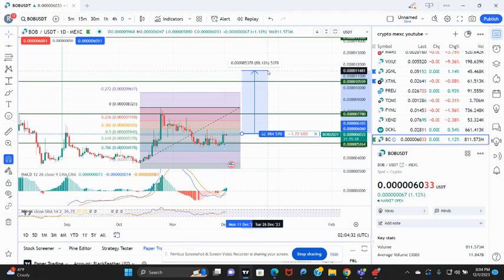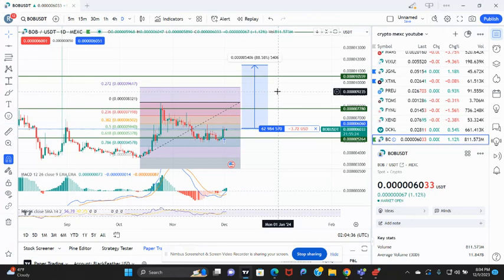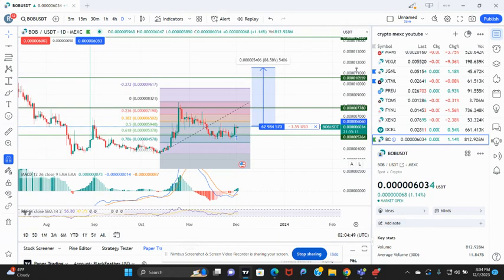But like I said, I would hold it. I hold my plays once the MACD crosses, and then I sell once it crosses back over. That's how I avoid selling too early or getting out too late. So that's just a strategy that I use.